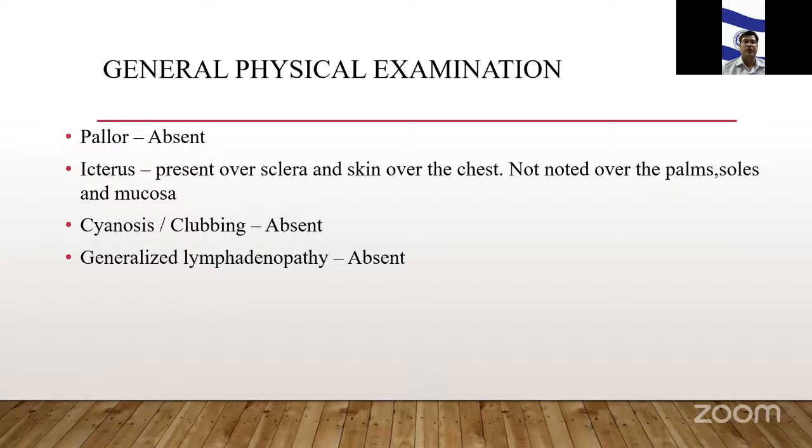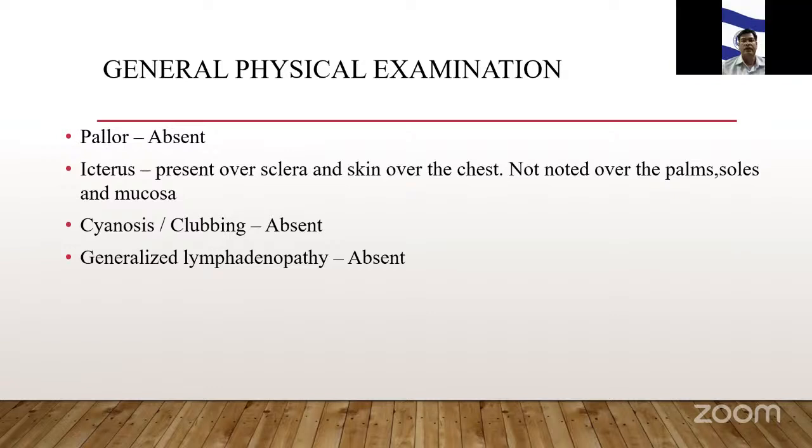Okay. Ritvik, icterus you said is present over the sclera and skin over the chest. So can you define the grading of icterus? Sir, if the bilirubin level is more than 3 milligram per deciliter, it is usually seen on the sclera. On the face, it is usually 4 to 8 milligrams per deciliter. If it is over the upper trunk, it is 8 to 12. And lower trunk, abdomen, and thighs, the bilirubin levels are usually 12 to 15 or 12 to 16 milligram per deciliter. And over the palms and soles, the bilirubin values will usually be more than 15, sir.